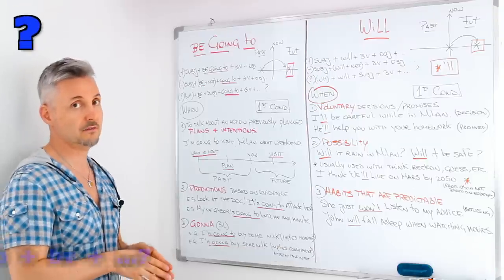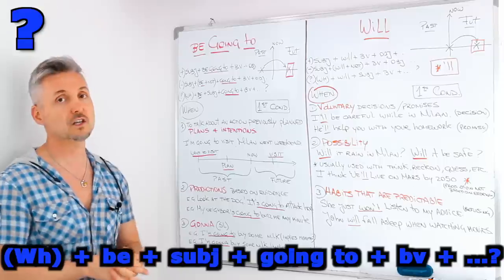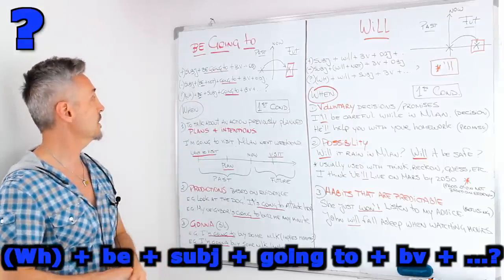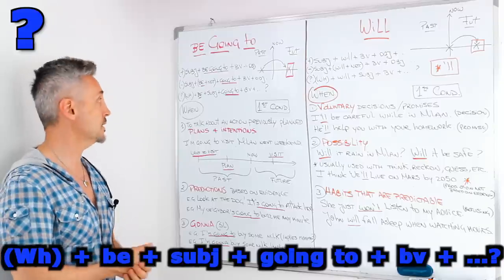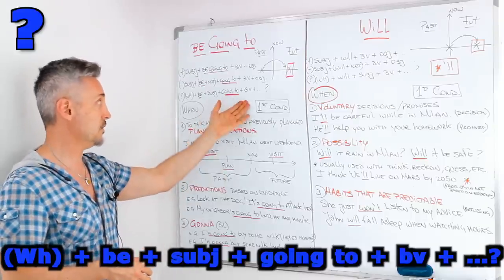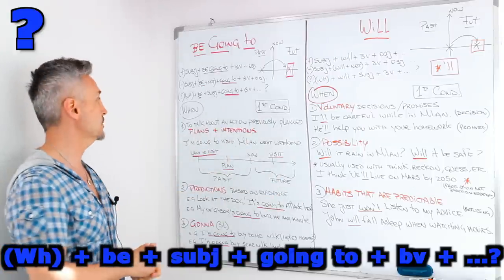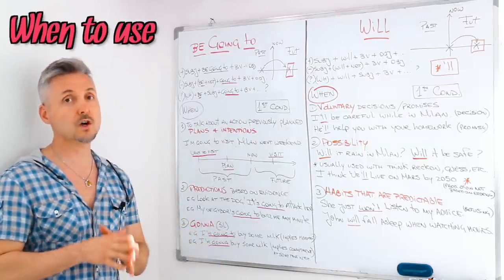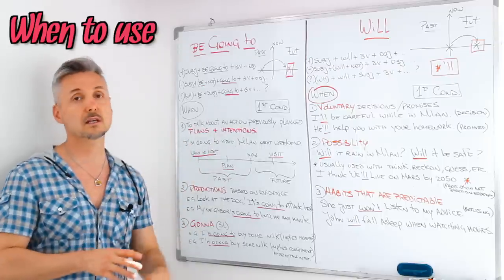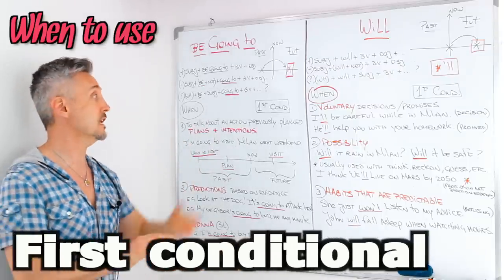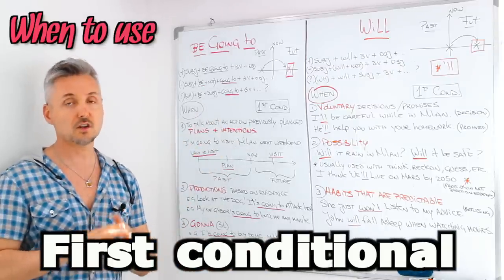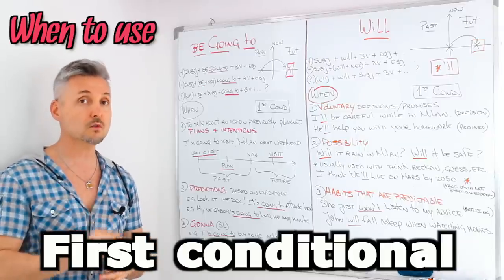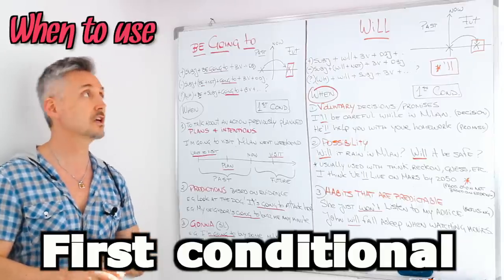For an interrogative sentence, you need WH question word, if there is. Then you need the verb to be, then the subject, then going to, then the base of the verb, and then whatever is next. So, when do we use be going to? First, you need to know that these two tenses can be used with the first conditional. Actually, they are mostly used with the first conditional. If you want to watch a lesson on the first conditional, you may click here.